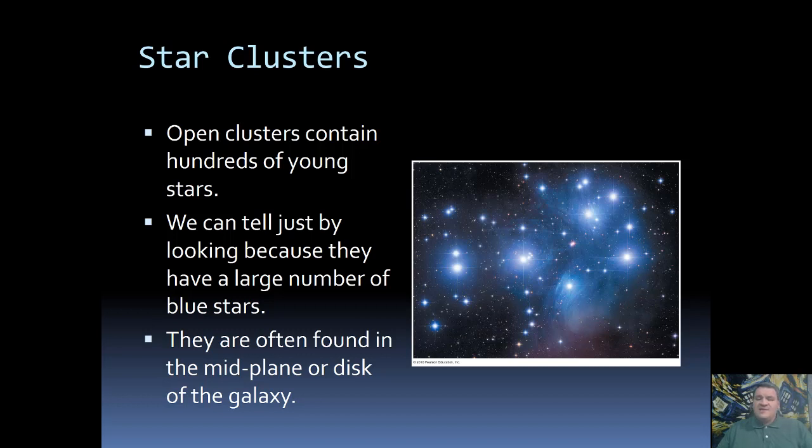What's pictured here on the right, this is what's known as an open cluster, also sometimes called a galactic cluster. In these, we generally have hundreds of relatively young stars. We can tell that these are relatively young because of the number of blue stars that are still in the cluster. Remember that blue stars die out first, so if there are still blue stars, then the cluster has to be relatively young. Now, these are generally found in the midplane, or what we refer to as the disk of the galaxy, which is why, again, they're also sometimes called galactic clusters.